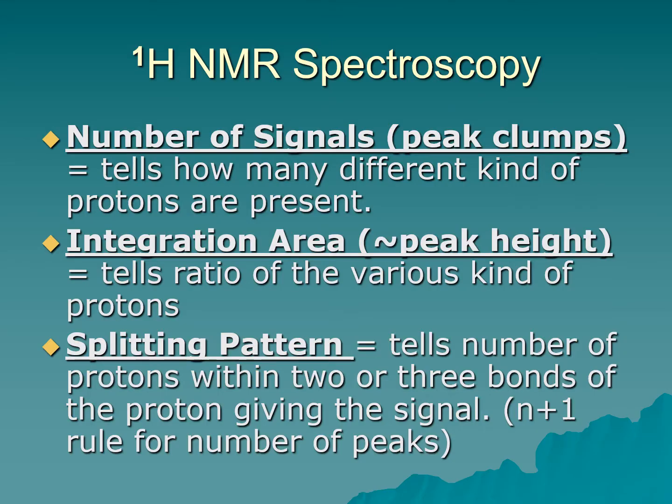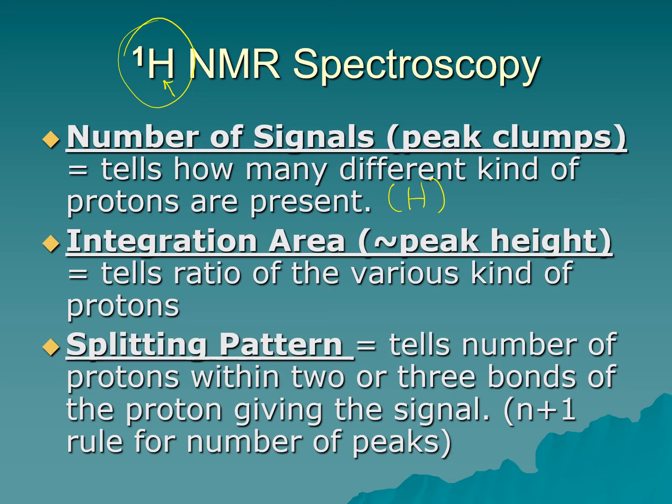Okay, so we're first going to talk about hydrogen nuclear magnetic resonance spectroscopy. This is telling us all about the kinds of hydrogens in your molecule. So what can you learn from hydrogen NMR? From how many signals there are, that tells you how many different kinds of protons are present. So how many hydrogen atoms there are in your molecule that are unique, okay? Meaning that have a different chemical environment. So how many chemically different hydrogens are in your molecule.